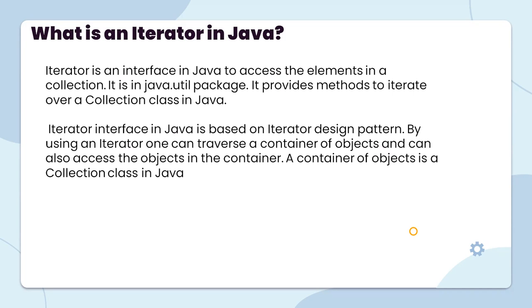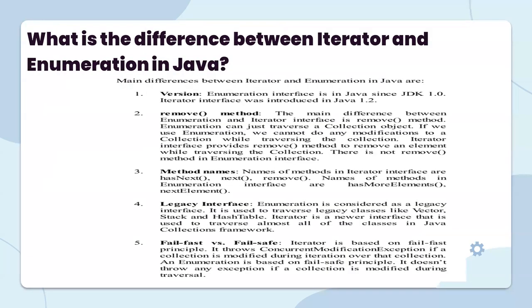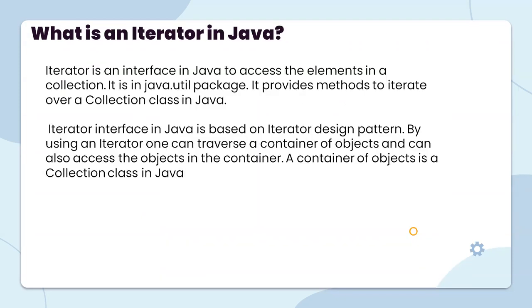Iterator interface. The next one is the iterator interface in Java, which is based on the iterator design pattern. By using an iterator, one can traverse a container of objects and also access the objects in the container. The container of objects is the collection class in Java. What is that? Collection class in Java.